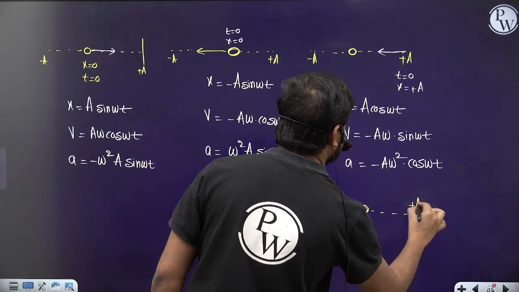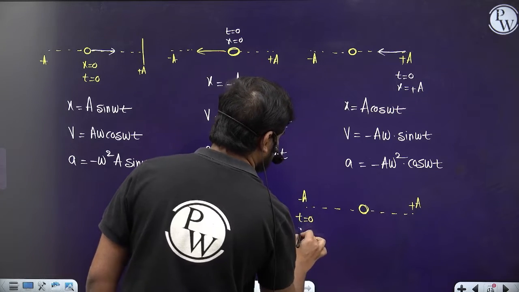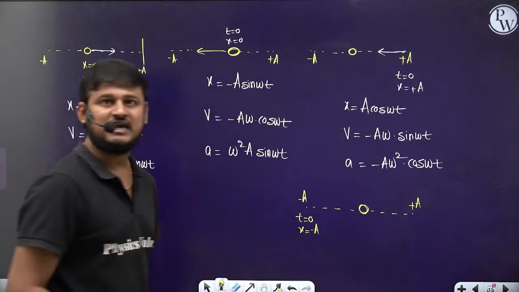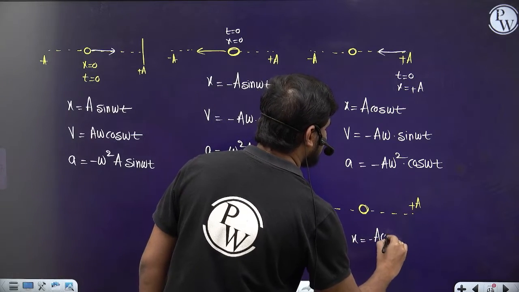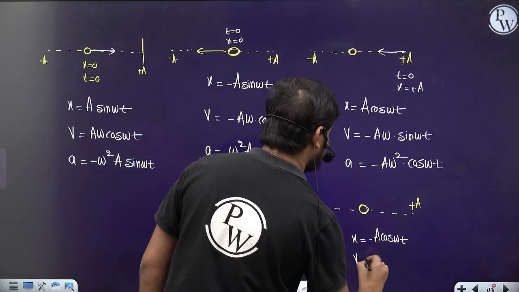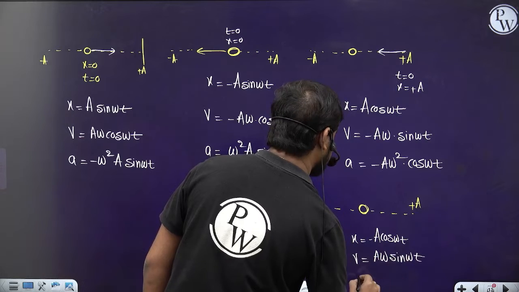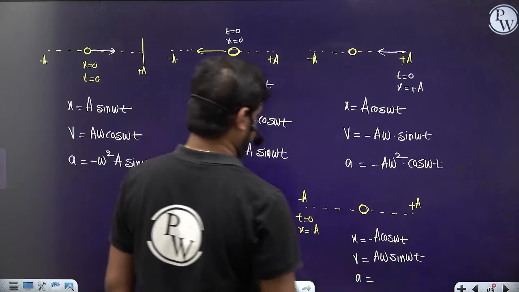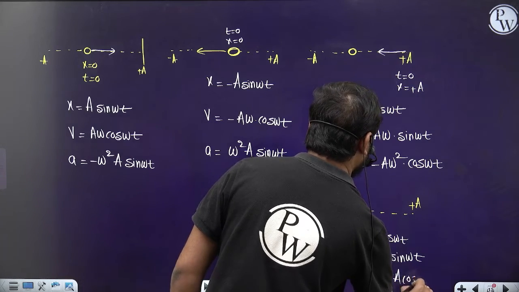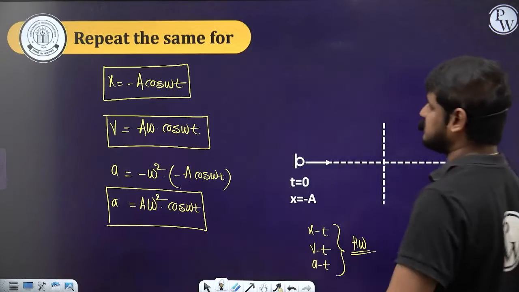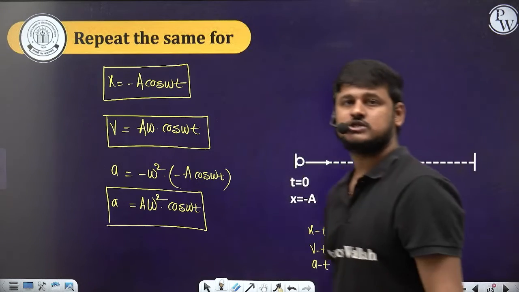Next, the last case. If the particle is performing S.H.M, this is the mean position, this is the plus a position, and this is the minus a position at time t equals 0. If it is starting from x equals minus a, in this case x equals minus a cos omega t, and v equals a omega sin omega t, and the acceleration is minus of minus, plus omega square a cos omega t.